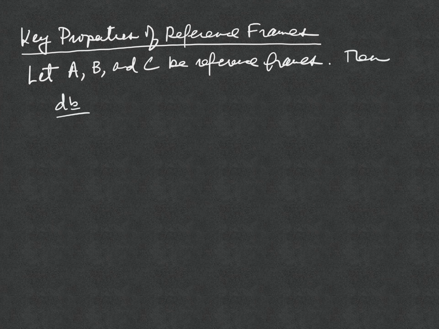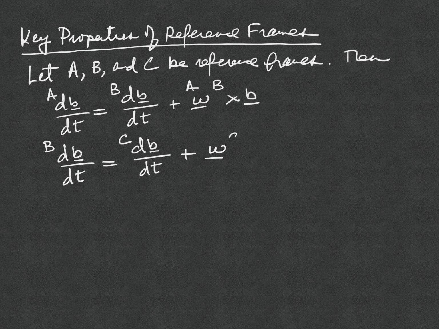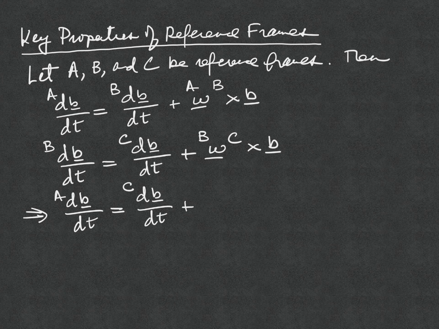We know from the result that we just derived, the transport theorem, that dB/dt in A is equal to dB/dt in B plus omega BA crossed with B. But we also know that dB/dt in B is equal to dB/dt in C plus omega CB crossed with B. That's just another application of the transport theorem between frames C and B. So if we substitute the second result into the first result, we get dB/dt in A is equal to dB/dt in C plus omega CB crossed with B plus omega BA crossed with B.